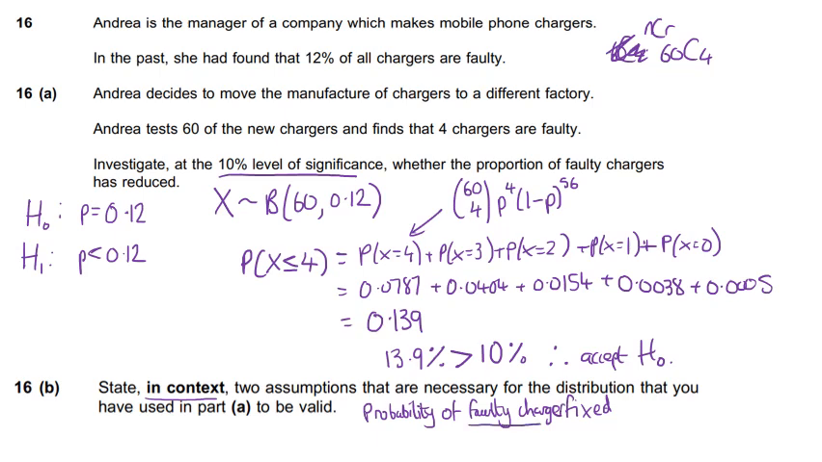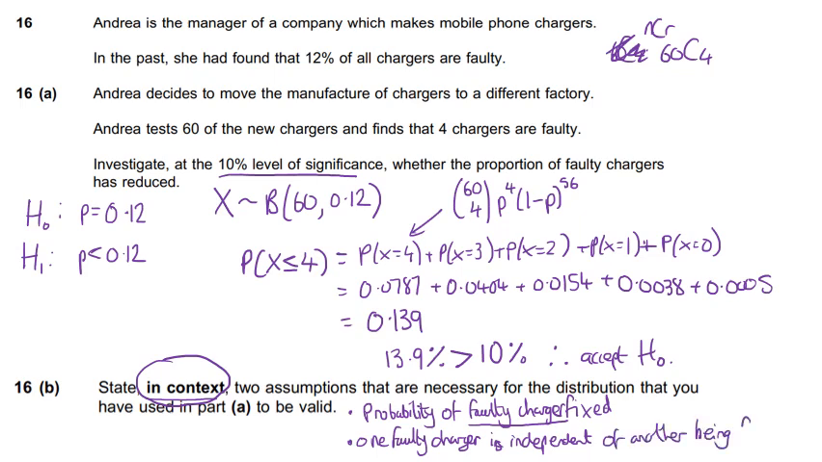But this bit is important because the question says in context. So you can't just say probability fixed. You have to say the probability of a faulty charger. So you have to refer to this context. And the other part is that they are independent. So one faulty charger is independent of another being faulty, which may or may not be true. If there was a sudden power shortage or problem with the machine at the factory, it may produce altogether a batch of faulty chargers. So it may not be that they are independent. But anyway, that's what we're asked to write down there.